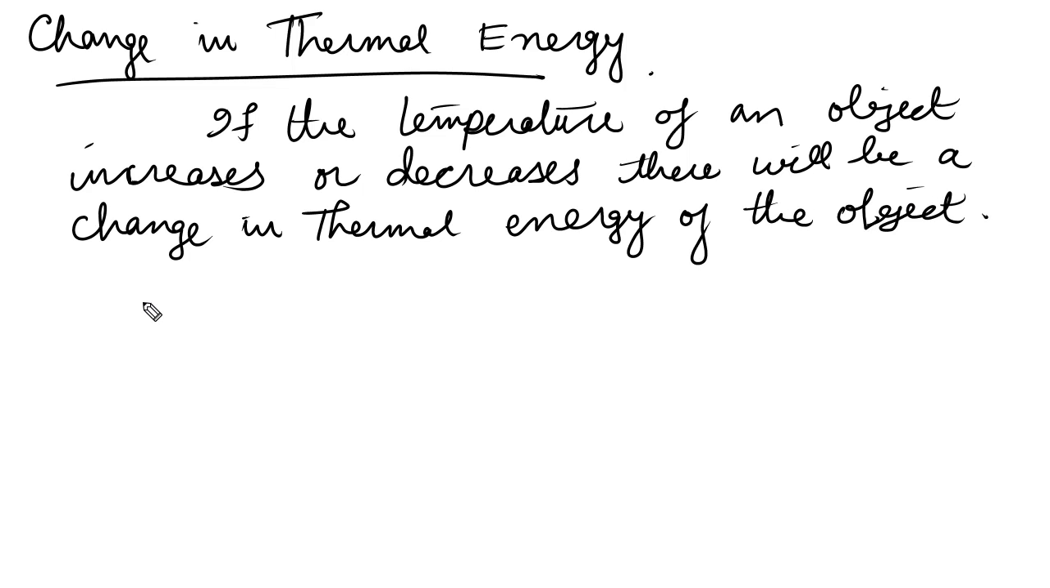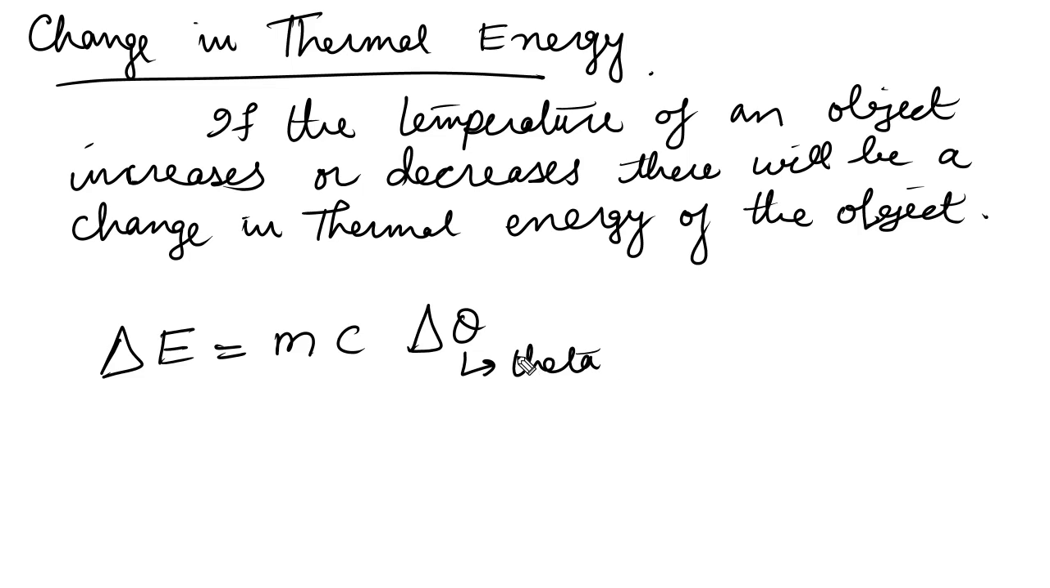Now, this change in thermal energy is usually represented with delta E. This triangle sign is called delta, and this delta represents the change. So change in energy will be equal to mc delta theta. This symbol is called theta, and this symbol represents the change in temperature. This whole thing represents the change in temperature.